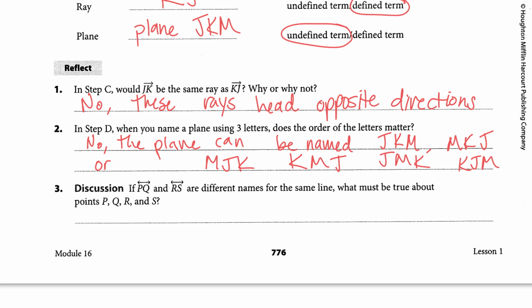If line PQ and RS are different names for the same line, what must be true about points P, Q, R, and S? All 4 of those points must lie on the line.